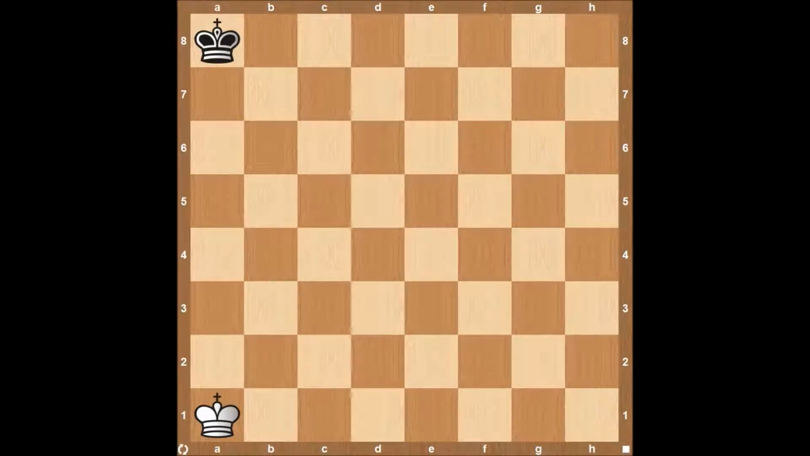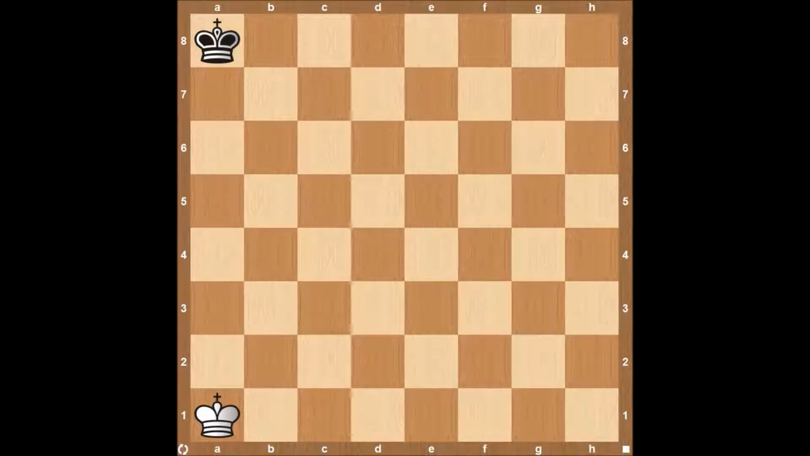Hey everyone, this is Kevin from thechesswebsite.com, and today we're going to be going over one of the most important concepts in all of chess, and that is opposition and outflanking. If you understand these concepts, your in-game tactics, strategy, and overall win rate will go up significantly.